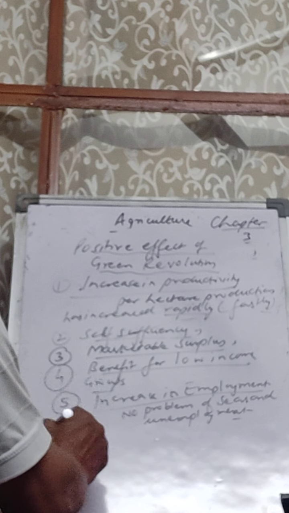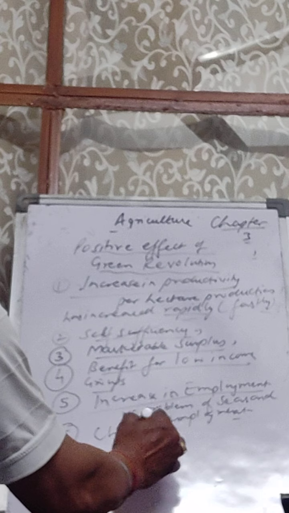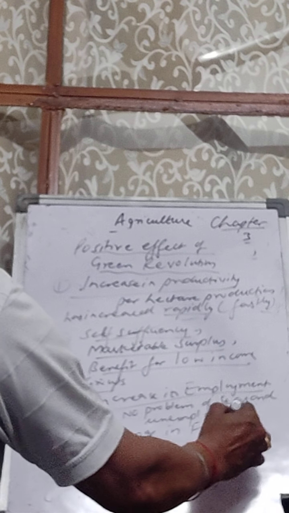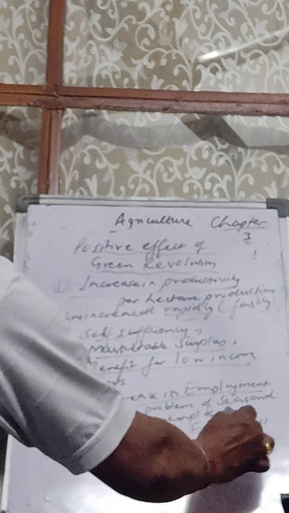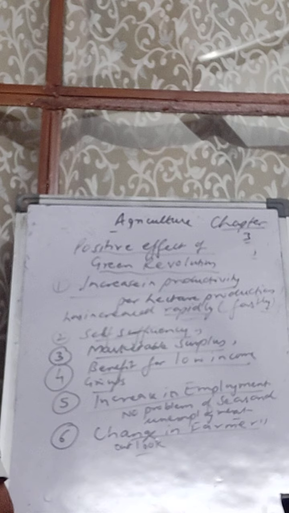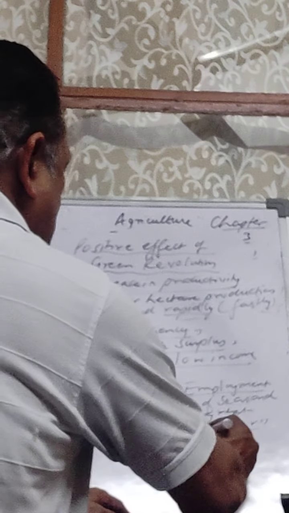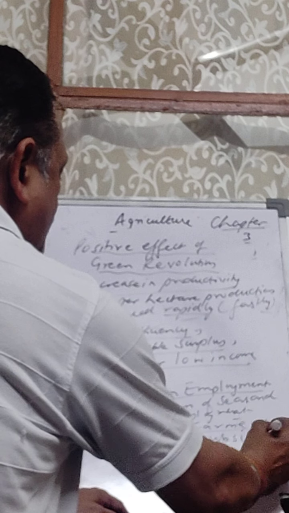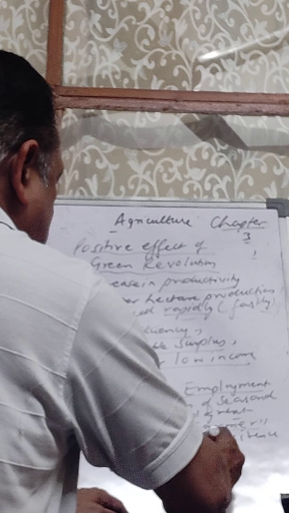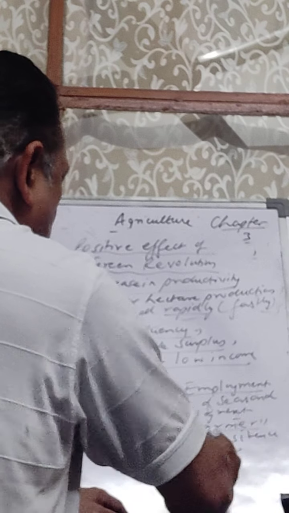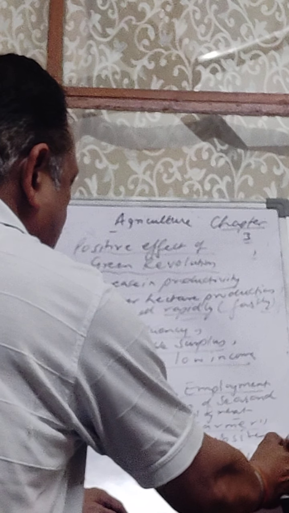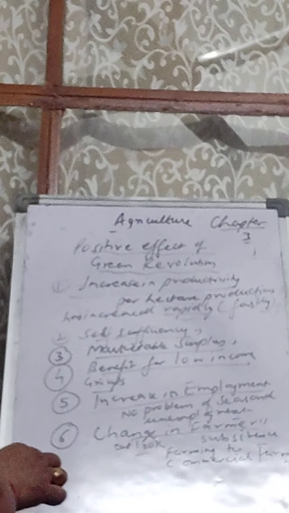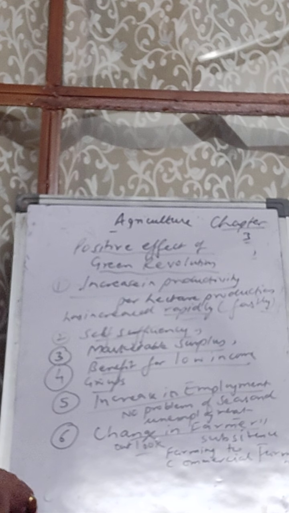Then is change in farmers' outlook. Now students, this means that the farmer has changed his mind from subsistence farming to commercial farming. Which means now the farmers have started producing not for our own, but for sale in the market.